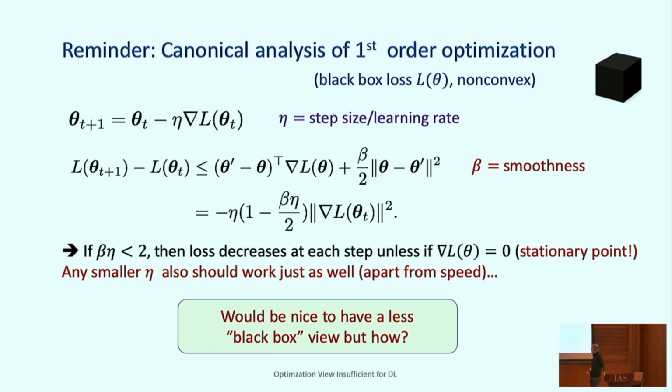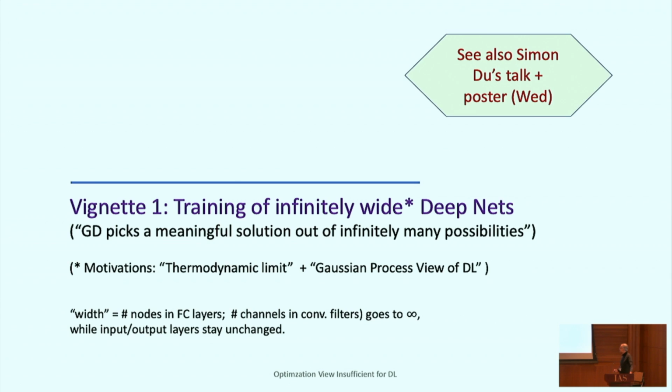All right, so the reason we're stuck with this view is because the loss is a black box, right? Some dozens of layers in the net, ImageNet data is just complicated. For mathematics, it's a black box. And so that's the way we think about it, about analyzing it. So it would be nice to get a less black box view, but how? And clearly we'll be using some simpler settings where we can analyze this. And so that's what we'll see in 3 separate vignettes in the rest of the talk.